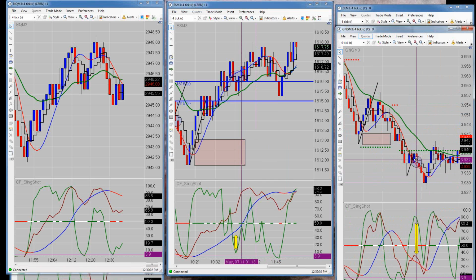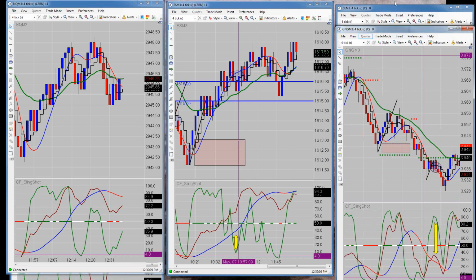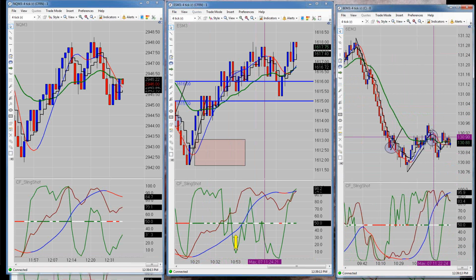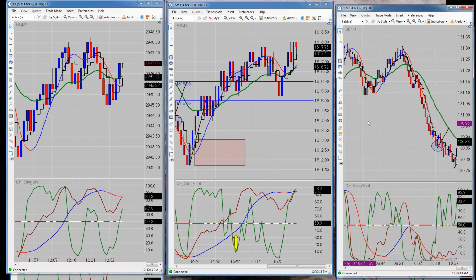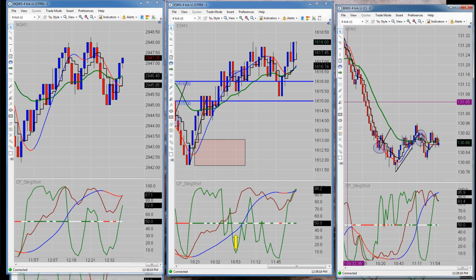Natural gas, I pointed out 1 trade over here on natural gas. This one right here. That was all that I pointed out on the natural gas. The euro, there was this one right here and this one right here that I pointed out. There was no way to get into this move down. That was what we had over there.